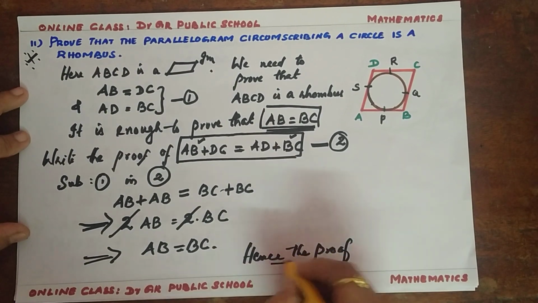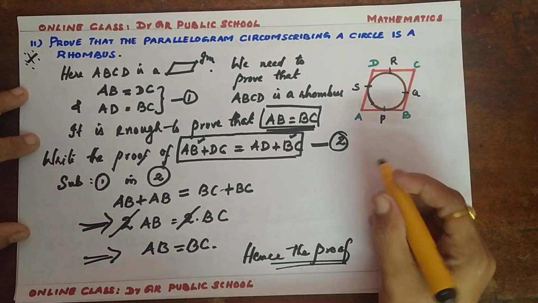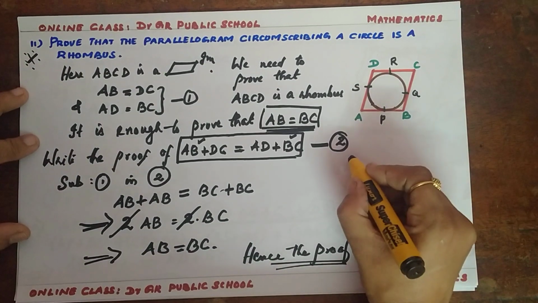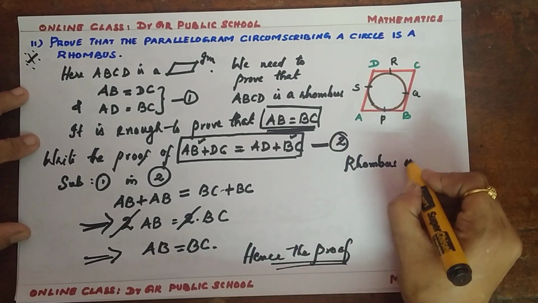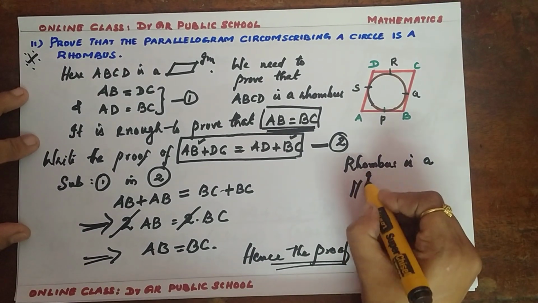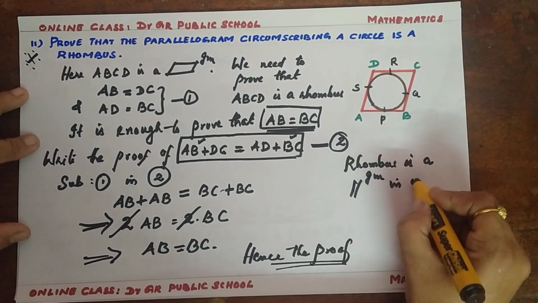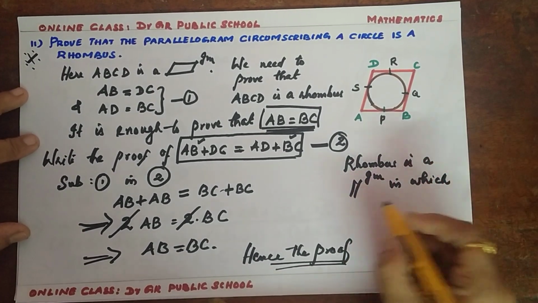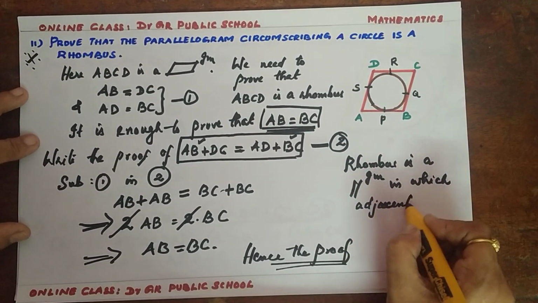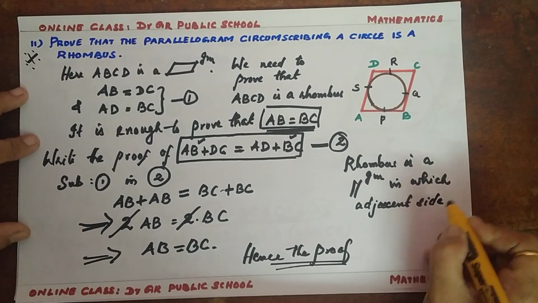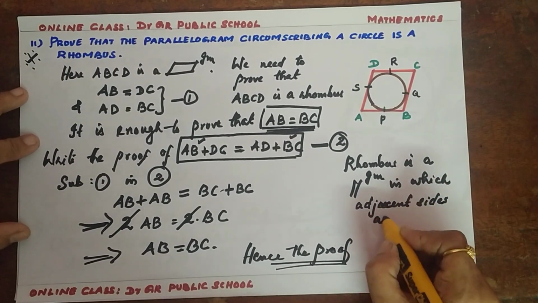You now need to prove that all the 4 sides are equal. Why? Because a rhombus is a parallelogram in which adjacent sides are equal.